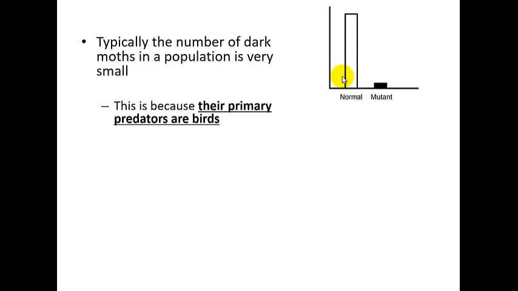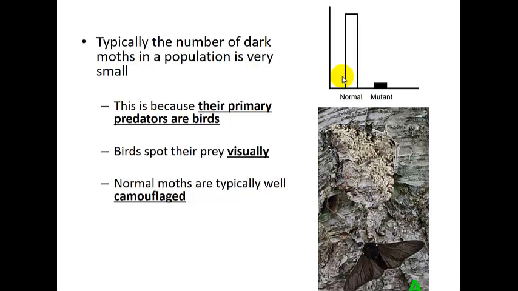Now, the reason why this specifically was a problem is that the primary predators for these moths are birds. And birds are visually orientated. In other words, they spot their prey visually. If it was smell, or motion, or some other sense, it may not have had much of an impact. But because it was the color itself, the birds were able to spot the mutants better.